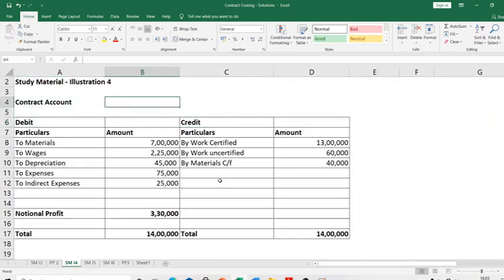See, I told you contract account is like a P&L account, so it is prepared in the nature of a notional account, right? Just like how you would debit all items of income to the contract account, all items of expenses to the contract account.